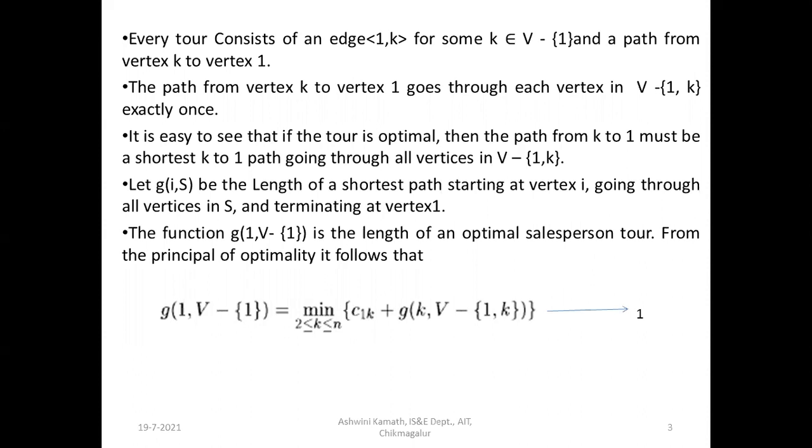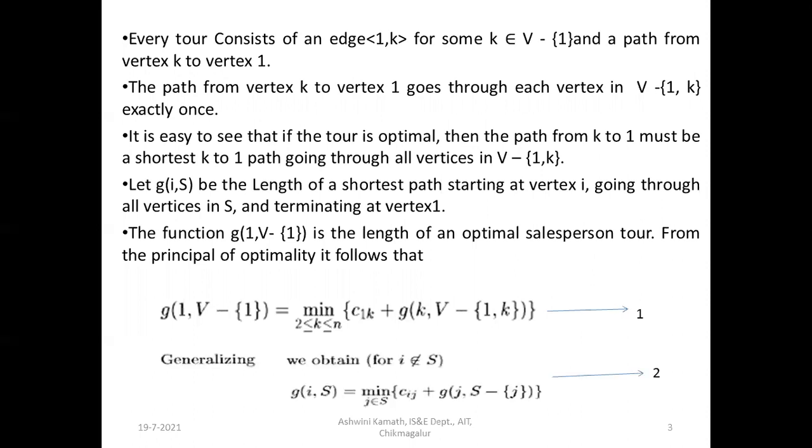This is the first one, to get the value from 1 to all other vertices. From 1 to all other cities we need that. So it will be the minimum of 1 to k, 1 to other cities other than 1; 1 to 1 we are not going to find. Plus G of k comma V minus 1 minus k. 1 comma k also we are not going to consider here. k to 1 we have to add later. While solving the problem we will come to know about it.